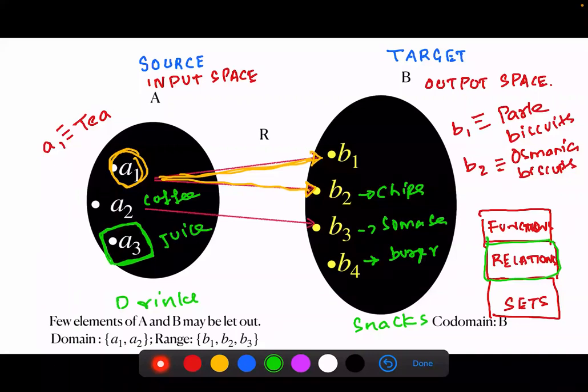Range is, you are now thinking in terms of the target space. So the target set, all the elements which are again connected. So B1, B2, B3, they are connected to some element in set A. So the set of those elements becomes the range. So guys, I'll pause here for a minute, reflect on it, see if you understand this.